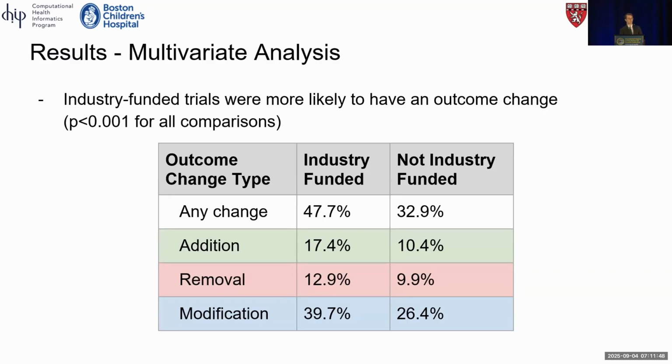Another interesting finding from our multivariate analysis was the effect of industry funding. So we found that trials that received funding from industry were significantly more likely to have a change to their primary outcomes compared to those that did not. So here we can see that for trials with industry funding, nearly 50% of them had some change to their primary outcomes, while for not industry funded trials, that number is closer to 30%.